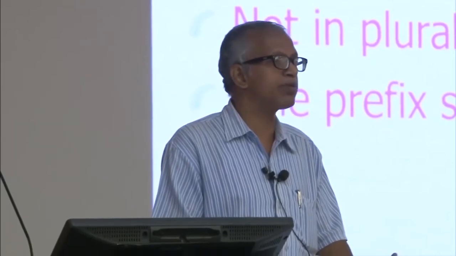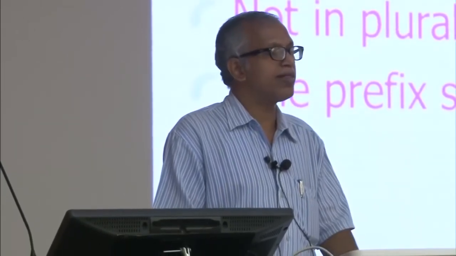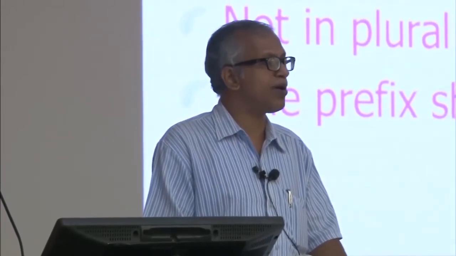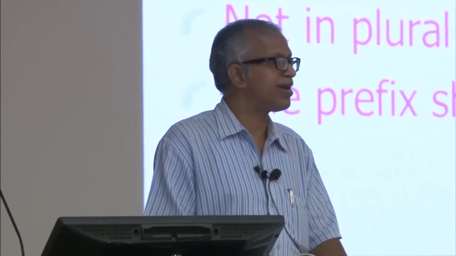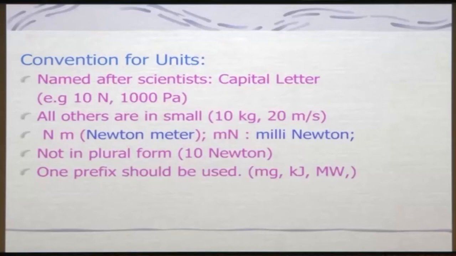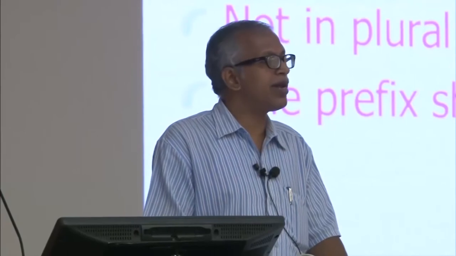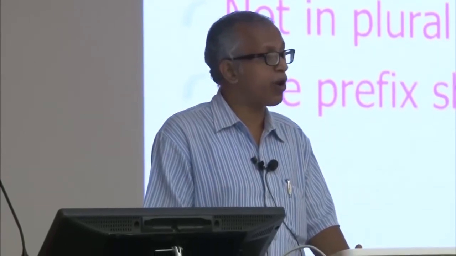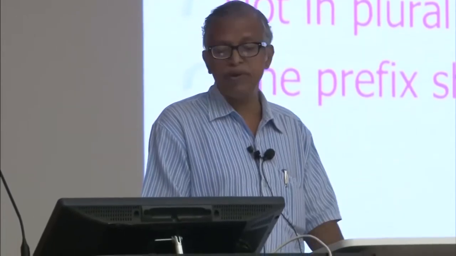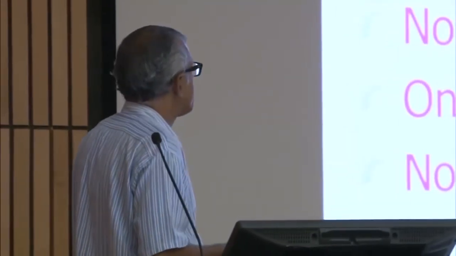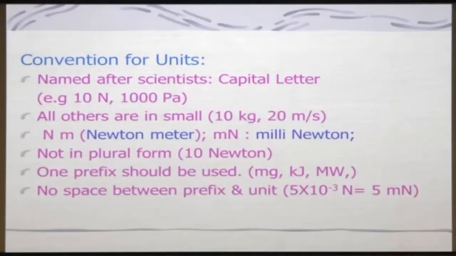But a lot of people I have seen write either K capital and J capital, or K small and J small. Am I right? I have seen that. And let us say MW, what is the unit? Megawatt, right? But can I write kilo-kilojoule, kkJ? I cannot. So only one prefix should be used. And there should be no space between the prefix and the unit.